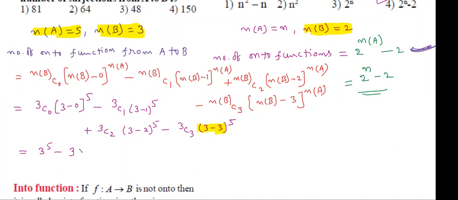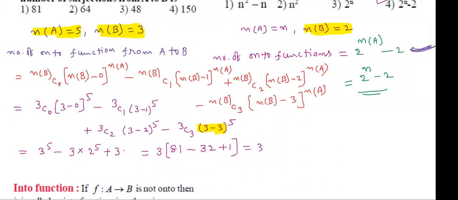3C1 means 3, into (3 minus 1) is 2, 2 power 5. 3C2 is also 3 only. 3 minus 2 means 1, 1 power 5, 1 only. Now overall observe here. Take 3 common. Next, 3 power 4. 3 3s are 9, 9 3s are 27, 81. Minus 2 power 5 means 4, 8, 16, 32. Plus 1. Here observe students, what is the answer?